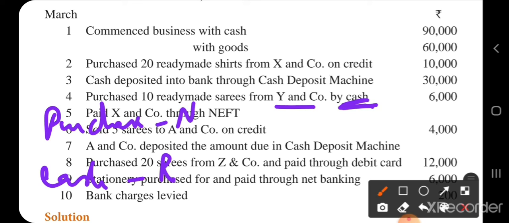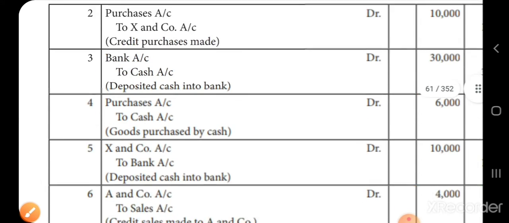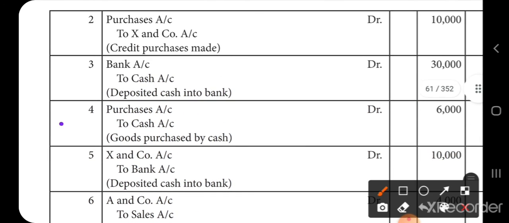So what is the rule for nominal account? Debit all expenses and losses, credit all incomes and gains. And for real account, what is the rule? Debit what comes in, credit what goes out. When you purchase something, cash is going out, so you credit cash. The entry will be purchase account debit to cash account. Okay, so purchase to cash 6,000.